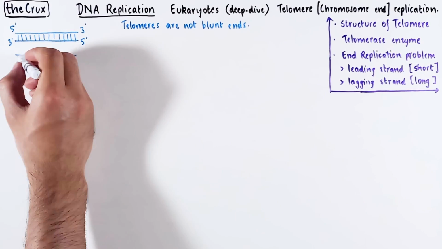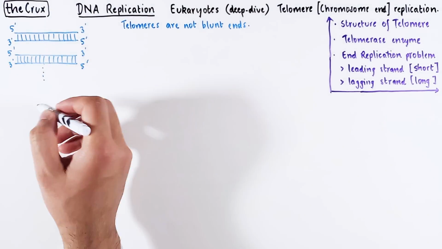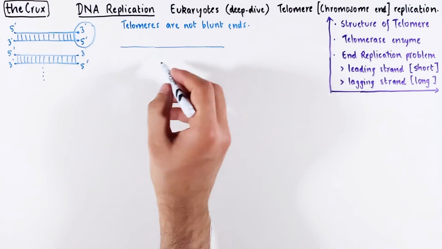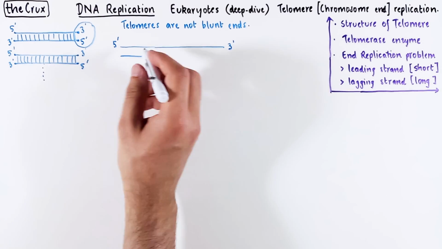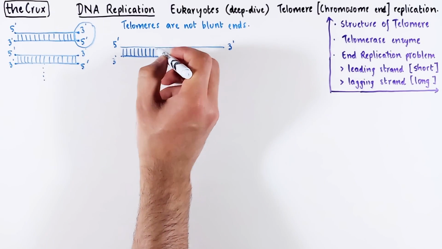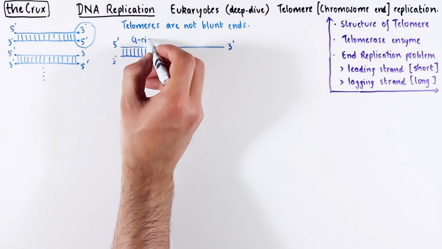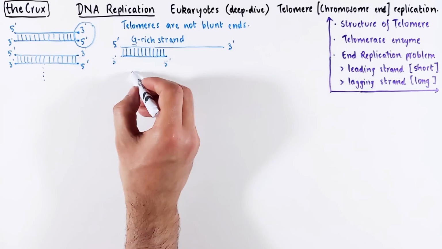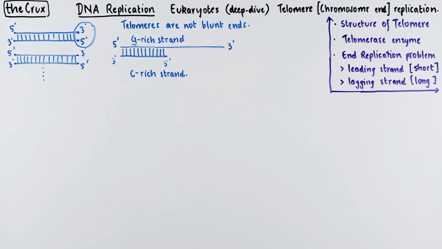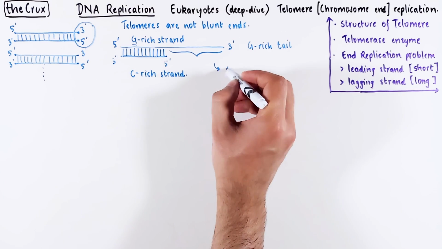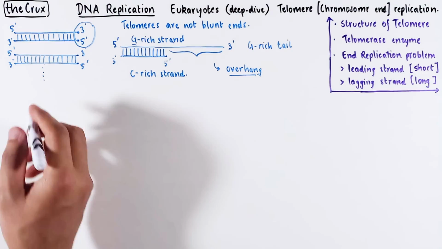Telomeres located at the ends of chromosomes have a distinct structure that sets them apart from the blunt ends. They exhibit an asymmetric extension with a partial double-stranded DNA configuration. The top strand typically has a lot of Gs, so we call it the G-rich strand. And the bottom one, then, is the C-rich strand. The single-stranded portion that dangles is called the G-rich tail, forming an overhang.